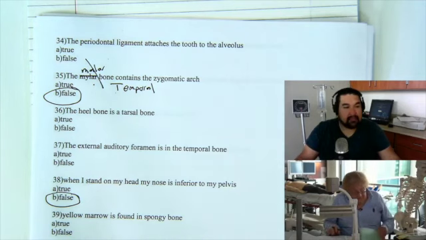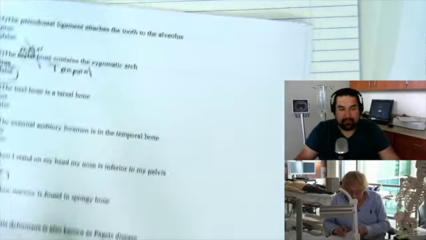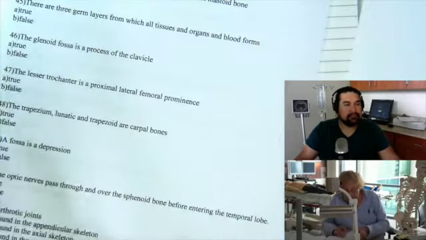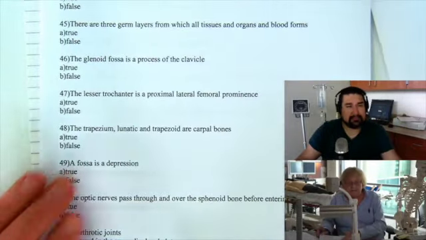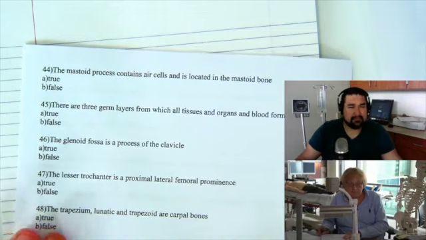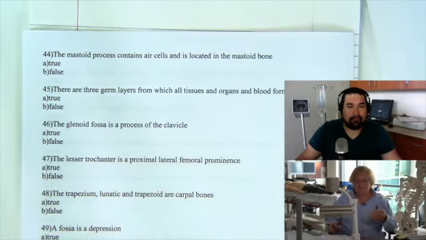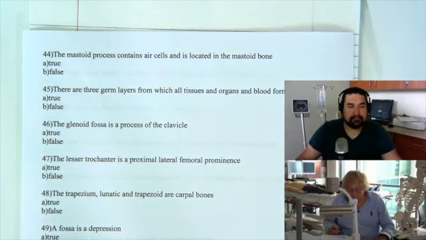What's another one we could take a look at? Let's take a look at number 45. If we go to 45, and remember, I'm going to be sending you a copy of this old exam before you take the exams, so you'll have time to analyze each question like I do, and you'll see that's how I base my tests off of old exams. 45 says there's 3 germ layers from which all tissues and organs and blood form.